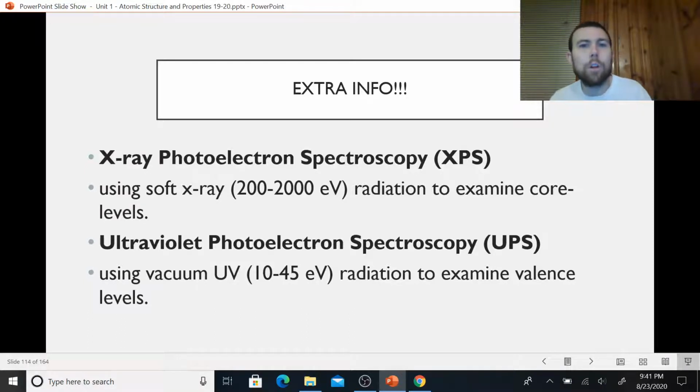Think of how Coulomb's law plays into effect here. Whereas UPS deals with those valence electrons, which are a lot easier to remove, so it requires an energy source that has less energy.